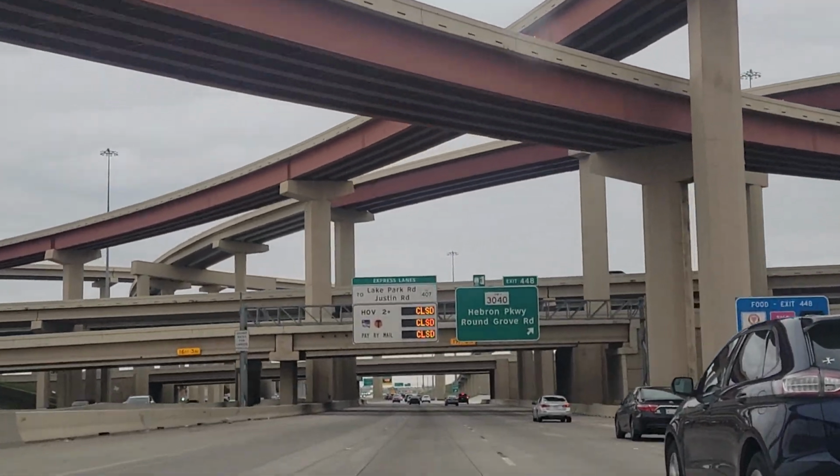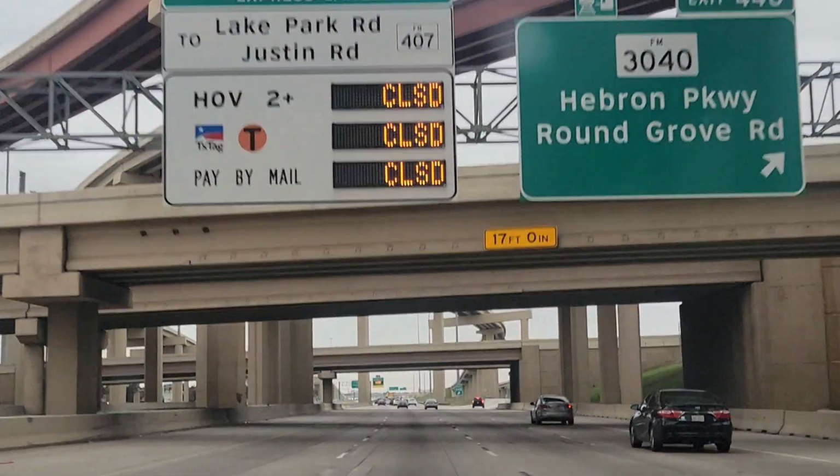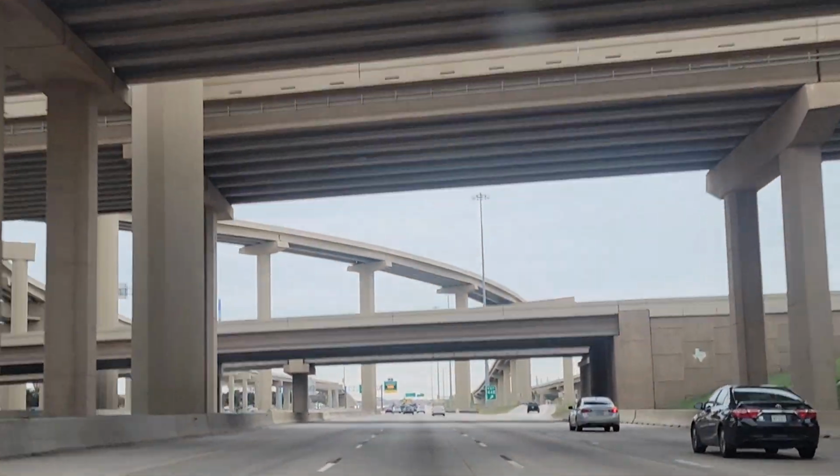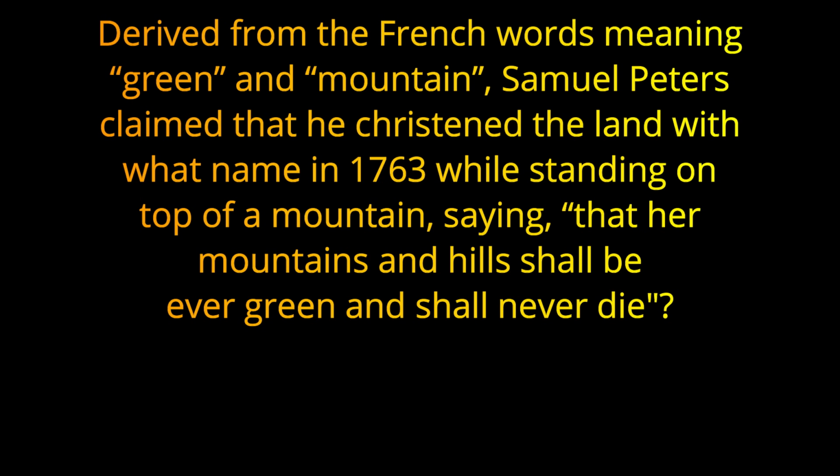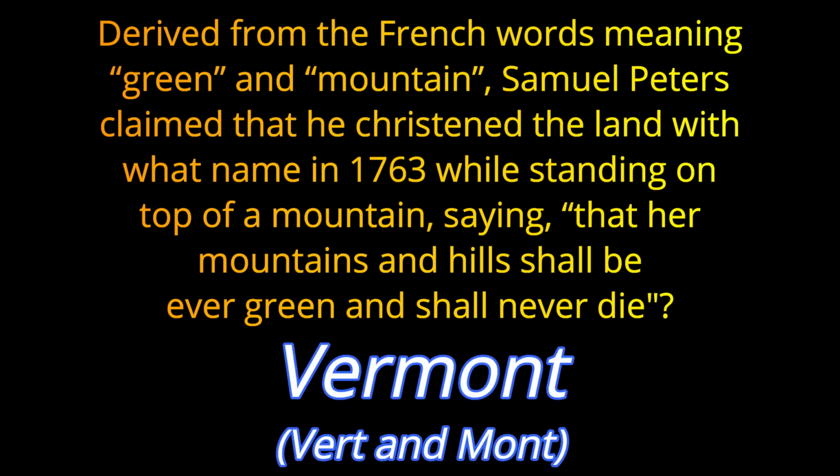Question number 13. Derived from the French words meaning green and mountain, Samuel Peters claimed that he christened the land with what name in 1763 while standing on top of a mountain, saying that her mountains and hills shall ever be green and shall never die? That state is Vermont.